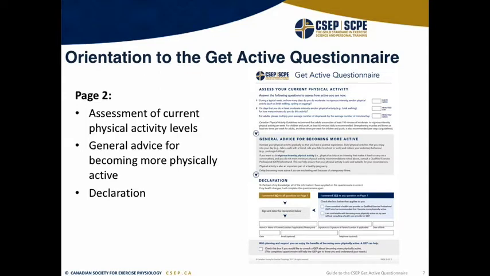Page 2 includes something that I think is very novel amongst pre-screening questionnaires, and that is an assessment of the client's current physical activity levels. So it really gets at how many minutes per week a person is physically active. There is then some general advice for becoming more physically active, and finally a declaration that is to be signed before using this document with a certified member.